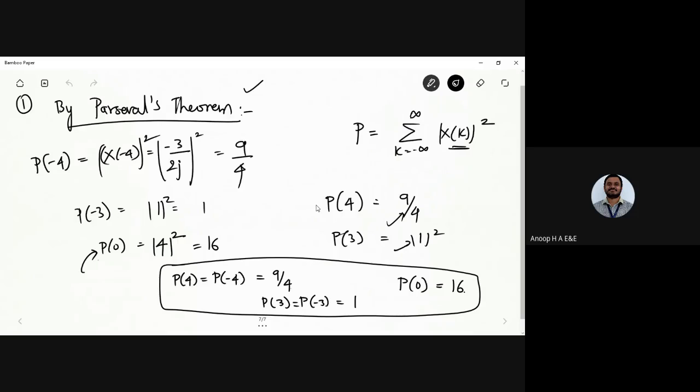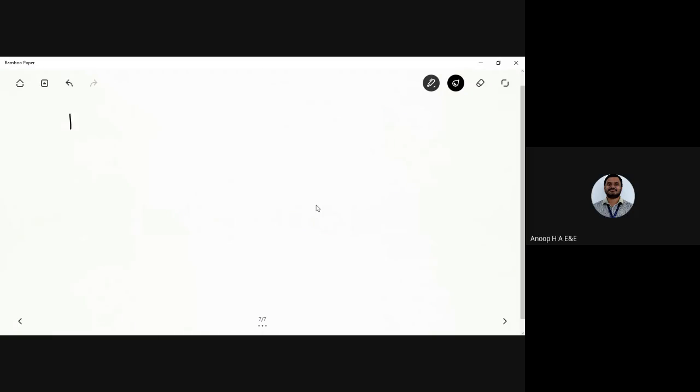So now what you are going to get is P equals sigma k equals minus infinity to plus infinity, x of k the whole square. All right, so now, if you need to cut down, that would be sigma minus 4 to plus 4 of x of k under the mod, squared.